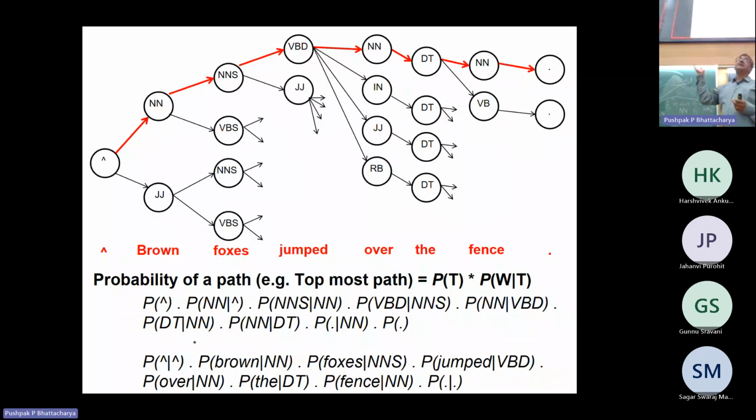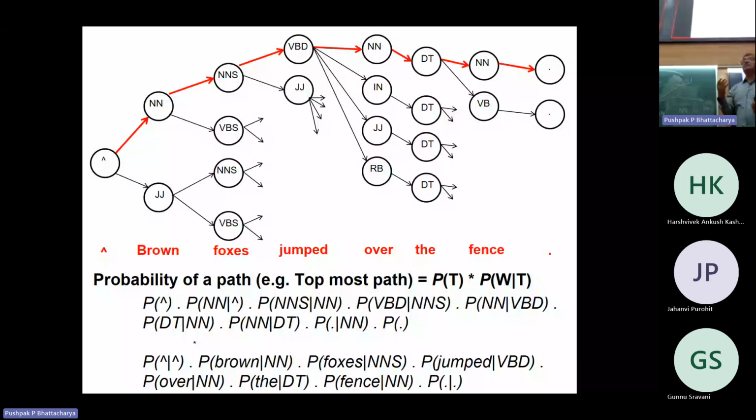And this way, there will be an exponential number of paths, and we'll have to get the probability of each path and find out which path has the highest probability, and that is the answer. But that's a very inefficient method of finding the best possible path, mainly because we are repeating a lot of work. If you take the first path, the probability of nn given hat is computed and used in computing the probability of the first path. In the second path also, where you have hat nn nns, the same probability is used. So why should I compute it again? I just have to do a lookup of the pre-computed probability of the partial paths and use it. That is the essence of the Viterbi algorithm.